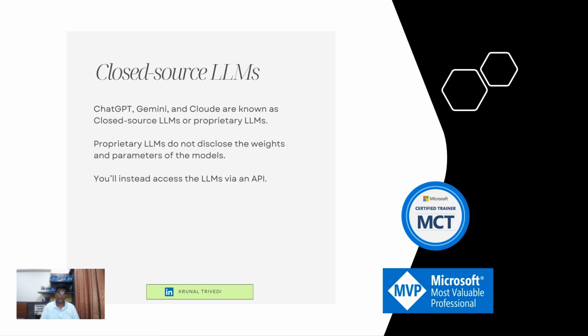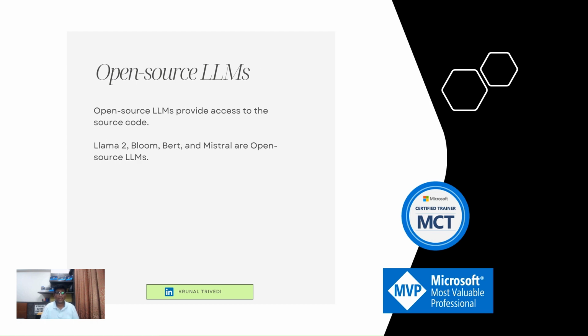In the market, we have two types of LLMs available: closed source LLMs as well as open source LLMs. ChatGPT, Gemini, and Claude are known as closed source LLMs or proprietary LLMs. Proprietary LLMs do not disclose the weights and parameters of the model. You can access these using a REST API or via an API call. While open source LLMs provide access to the source code. Llama 2, Bloom, BERT, and Mistral are open source LLMs.